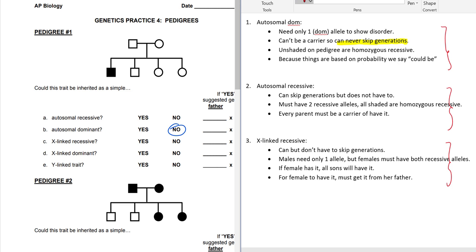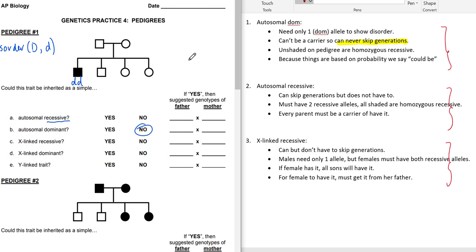The individual must have two recessive alleles, and all shaded homozygous are recessive. Let's say the disorder, throughout this I'll just use the letter D, right? So in this particular case, this individual has it. If I'm looking at it being autosomal recessive, then this individual would have to be lowercase d, homozygous recessive, in order to have that.